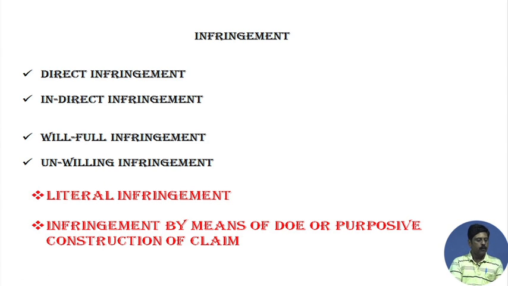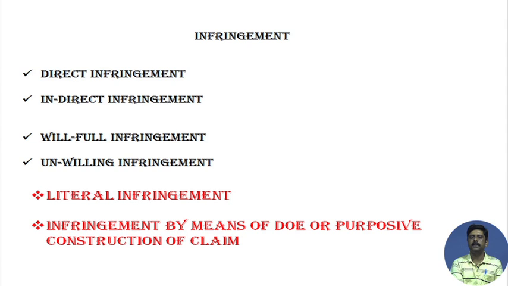Now, with reference to the patent, and maybe with reference to copyright later on, but for a patent specifically, we consider infringement may happen by means of literal infringement, or infringement by means of doctrine of equivalence, or purposive construction of claim. I referred already to purposive construction of claim in respect of patent drafting. Doctrine of equivalence also I have explained.